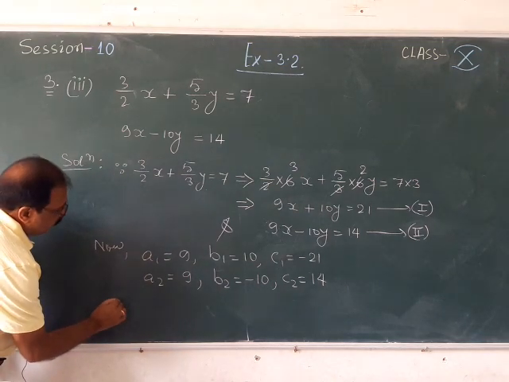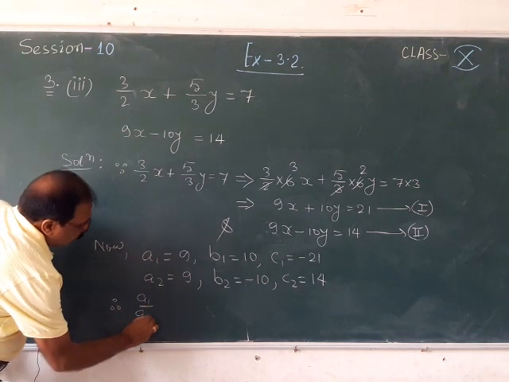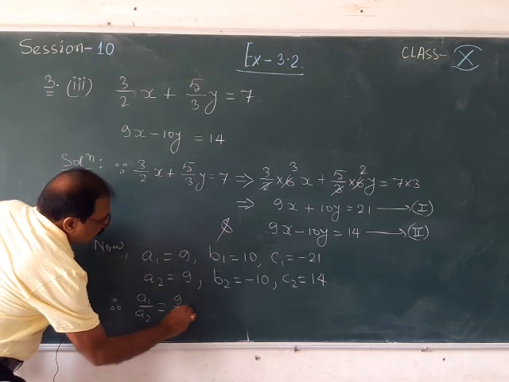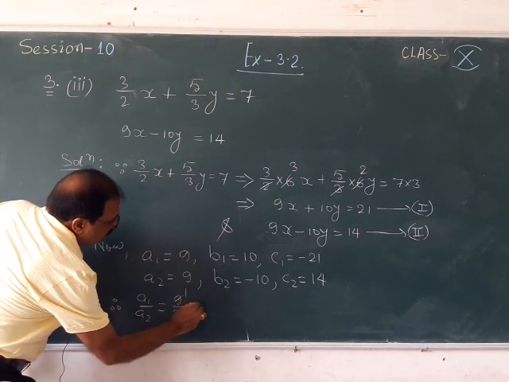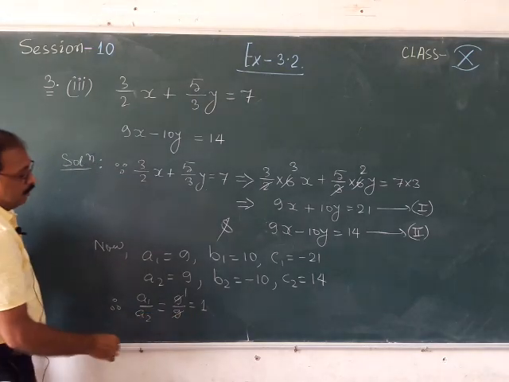Therefore, what is the value of A1 by A2? You check, A1 by A2 is coming 9 upon 9, you can cancel this, you are getting 1.